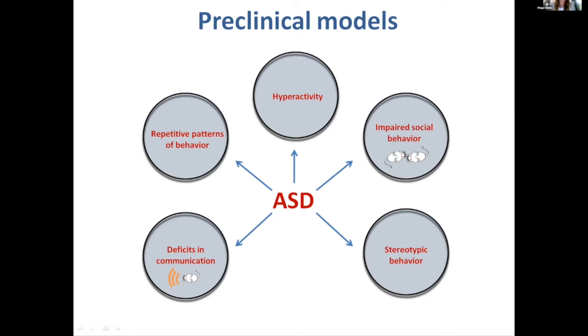Of course, there are some brain changes in preclinical models of ASD, for example, disrupted synaptogenesis, altered number of interneurons, especially parvalbumin and calbindin-positive neurons, and imbalance between excitation and inhibition.